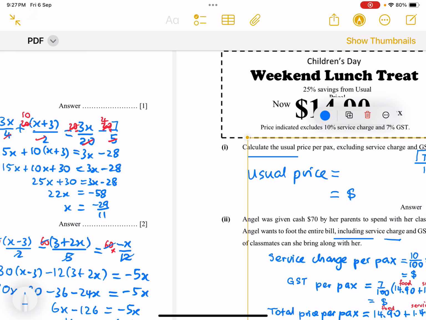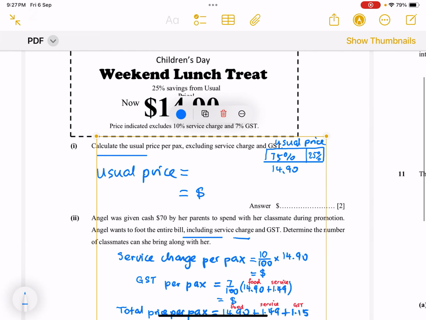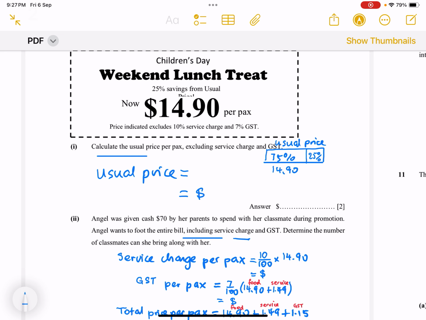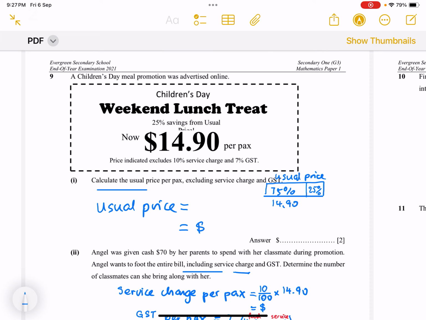Well, in the next sum, we have a weekend lunch treat, and after a 25% discount from the usual price, we have $14.90. Right, you can draw a simple diagram here.